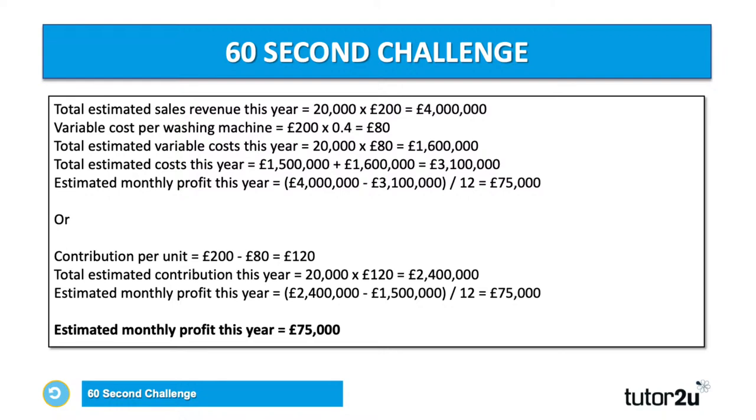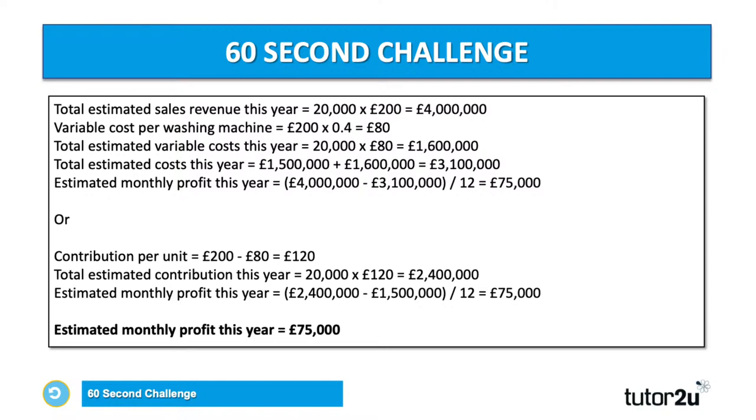Two different ways of working this out. Remember, we've got the contribution method that we looked at before in our previous true or false, in our final true or false question. The most common method perhaps would be to do revenue minus costs. If you look at the top of the screen there, the total estimated sales revenue is £4 million.